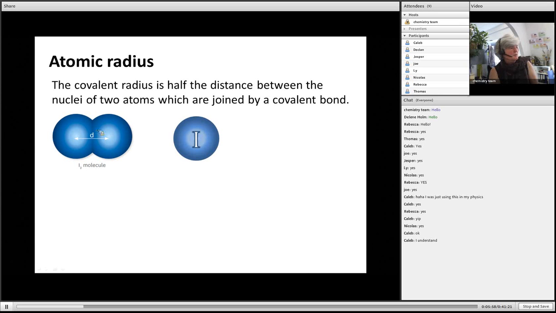So basically, if I have an iodine molecule, then we can work out the distance. You work it out through X-ray crystallography, things like that, and then half the distance will be the atomic radius. That's just background. You don't have to know it.